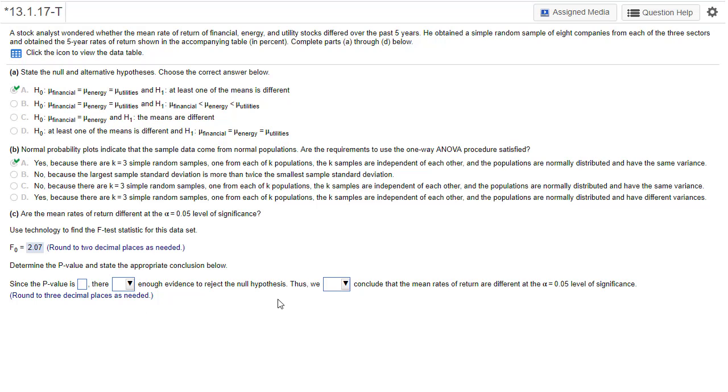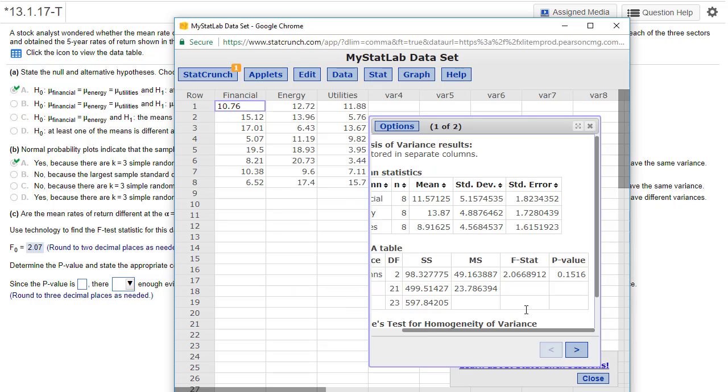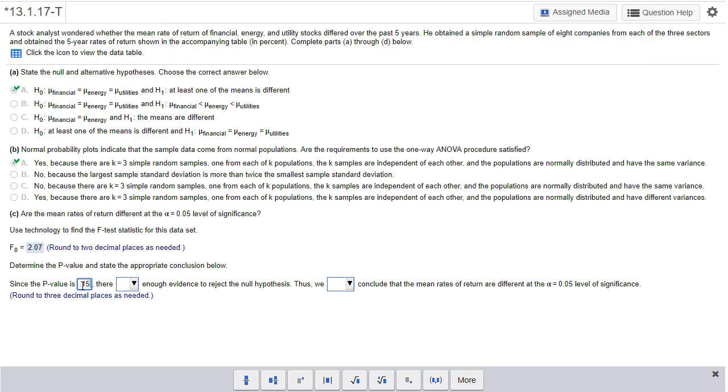So now I'm going to find the p-value. P-value, I'm going to say 0.152, rounded to 3 places, so 0.152. That's a pretty big p-value, particularly since we're comparing it to 0.05, so that's not enough evidence, right? There is not enough evidence to reject H0, thus we cannot conclude the mean rates of return are different at the 0.05 level of significance.